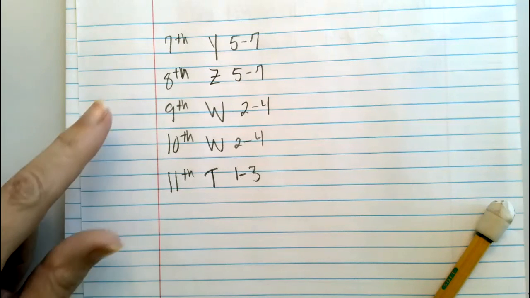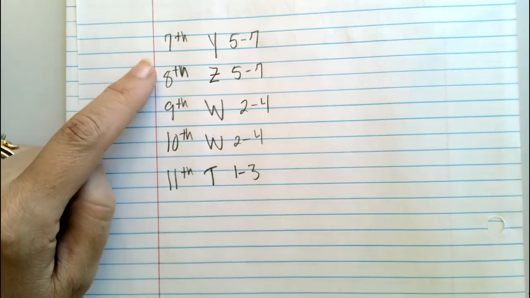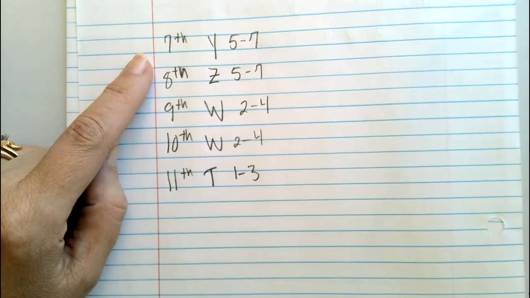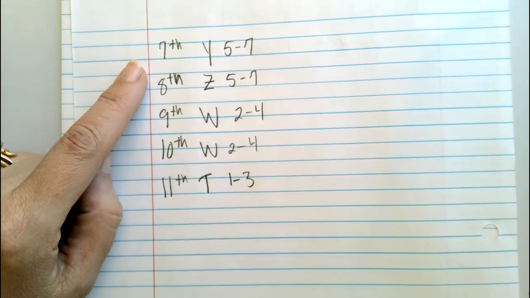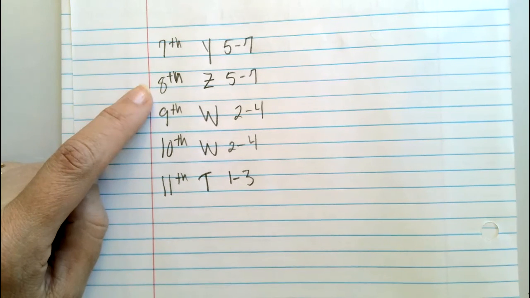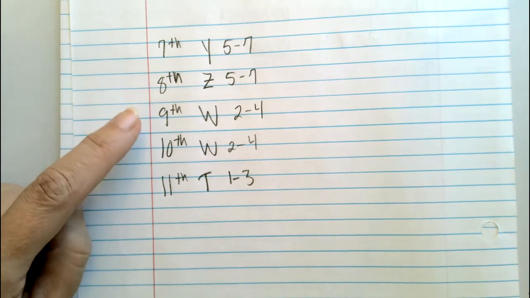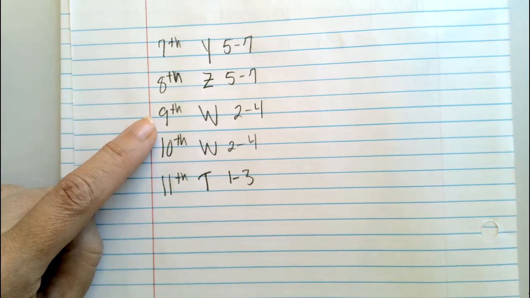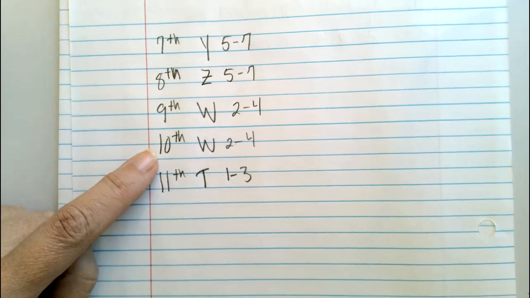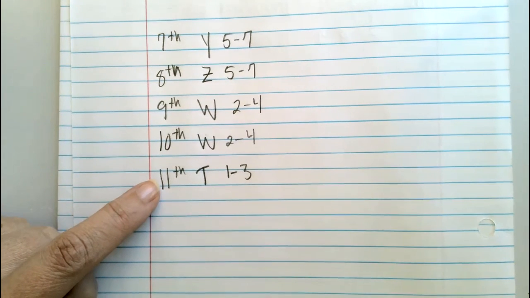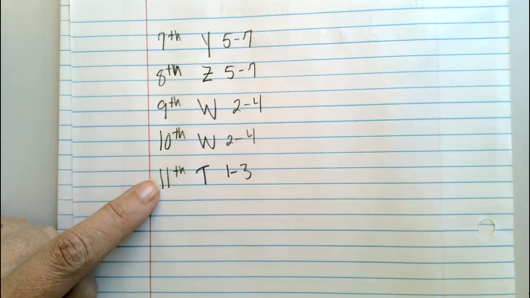So here's the path on IXL. If you're in 7th grade, go ahead and write down Y 5 through 7. So that's 5, 6, and 7. If you're in 8th grade, write Z 5 through 7. 9th grade is W 2 through 4. 10th grade is W 2 through 4. And 11th grade is T 1 through 3.